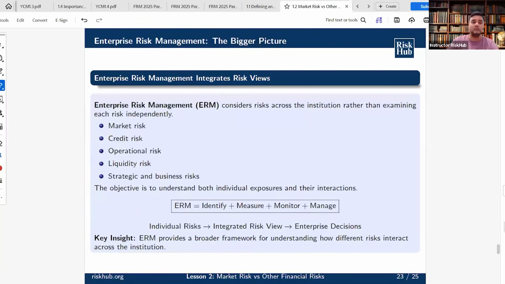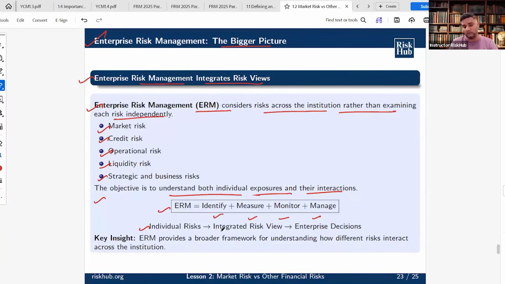Then we go to slide number 23, enterprise risk management, the bigger picture. Enterprise risk management integrates risk views. It considers risk across the institution rather than examining each risk independently: market risk, credit risk, operational risk, liquidity risk, strategic and business risk. The objective is to understand both individual exposures and their interaction. ERM is equal to identify, measure, monitor, and manage. Individual risk leads to an integrated risk view, which leads to an enterprise decision.